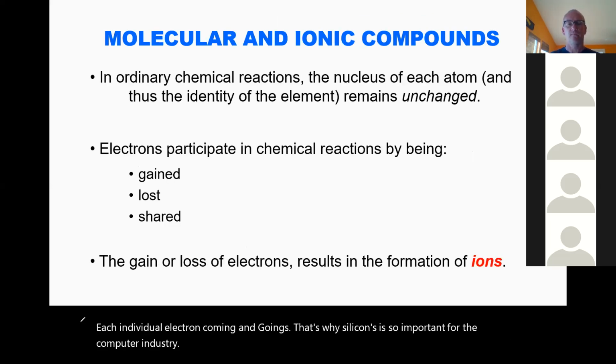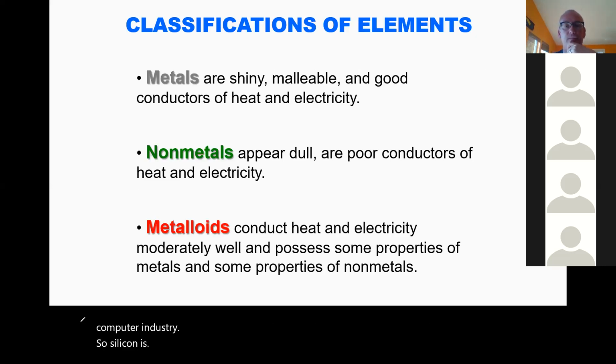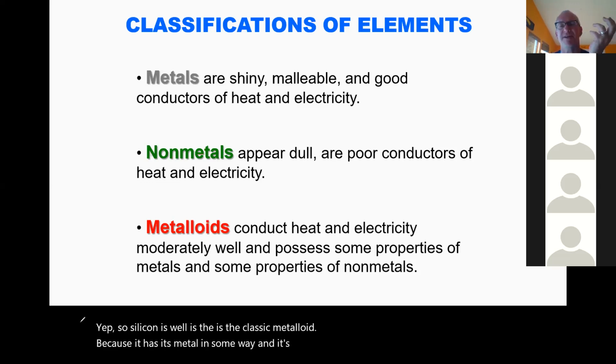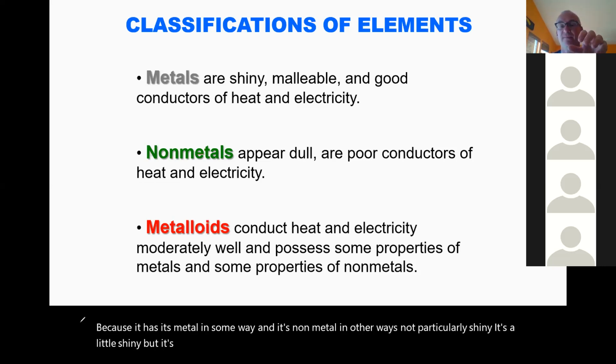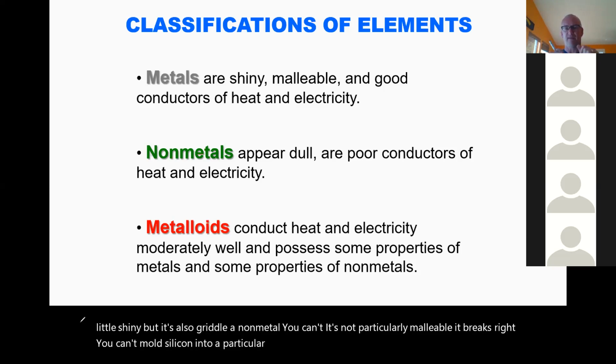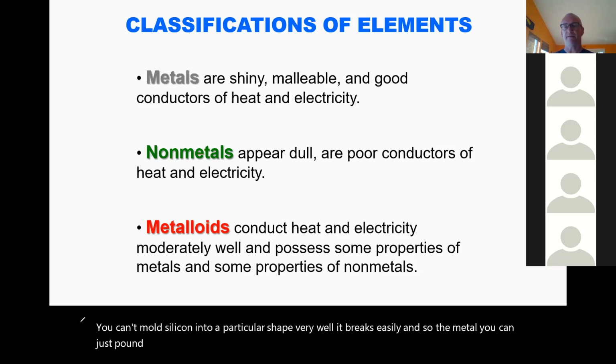So silicon is a metalloid? Yes. Silicon is the classic metalloid, because it's metal in some ways and non-metal in other ways. It's not particularly shiny. It's a little shiny, but it's also brittle, like a non-metal. It's not particularly malleable. It breaks, right? You can't mold silicon into a particular shape very well. With metal, you can just pound on it and flatten it out. You pound on silicon, it just smashes into pieces.